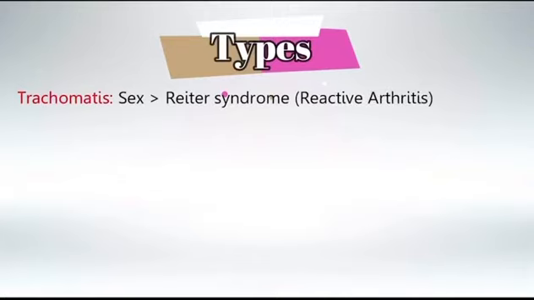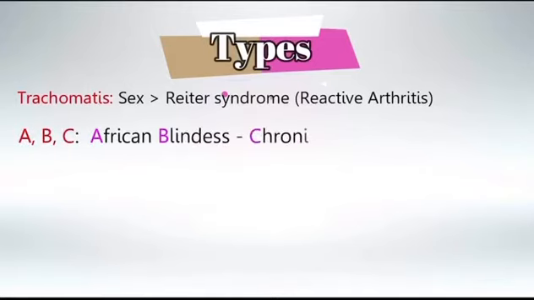Now here are the types of chlamydia infection that you need to know for Step 1. The first type is trachomatis, and it transfers by sexual intercourse, and it causes Reiter syndrome, which is also known as reactive arthritis. Type A, Type B, and Type C all cause a disease known as African blindness disease, and they happen to be chronic, unlike trachomatis. Just remember that A, B, C can cause African blindness, and it's chronic. So A stands for African, B stands for blindness, and C stands for chronic.